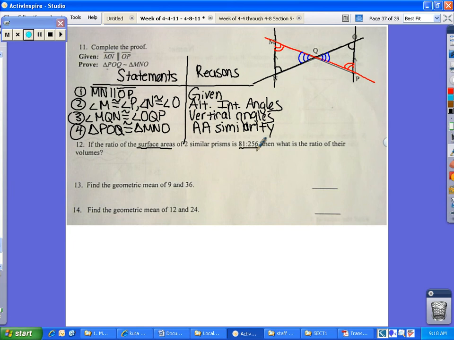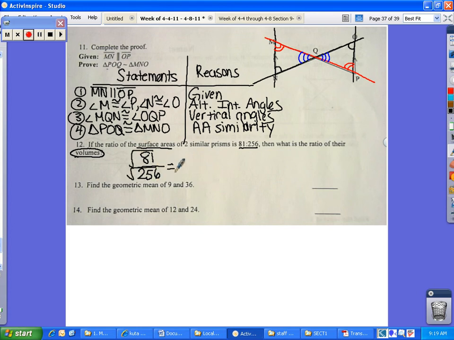Alright, so for number 12, they give you that the ratio of the surface areas is 81 to 256, and we want the ratio of the volumes. So, I don't have the linear ratio. However, I do have the area ratio. So how do I go from the area ratio to the linear ratio? And the answer is I have to take the square root.